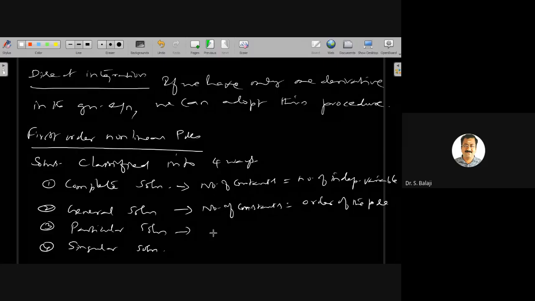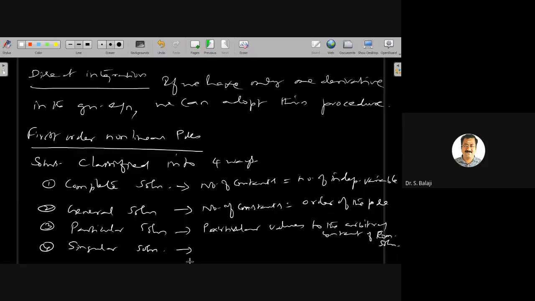Particular solution: putting particular values to the arbitrary constants in the complete solution. Putting particular values to the arbitrary constants of the complete solution gives the particular solution.